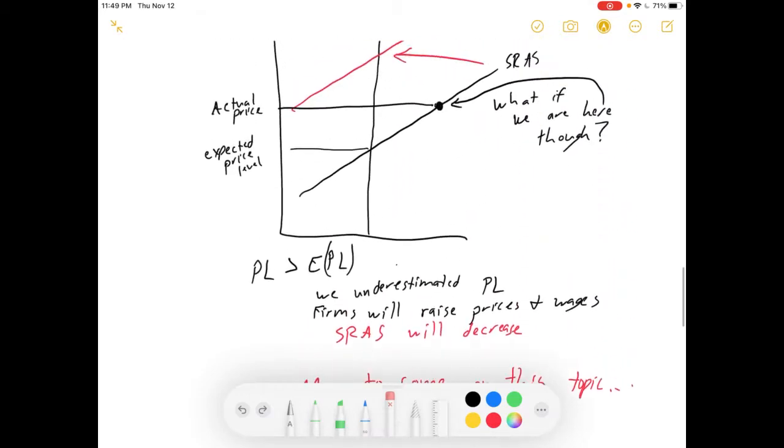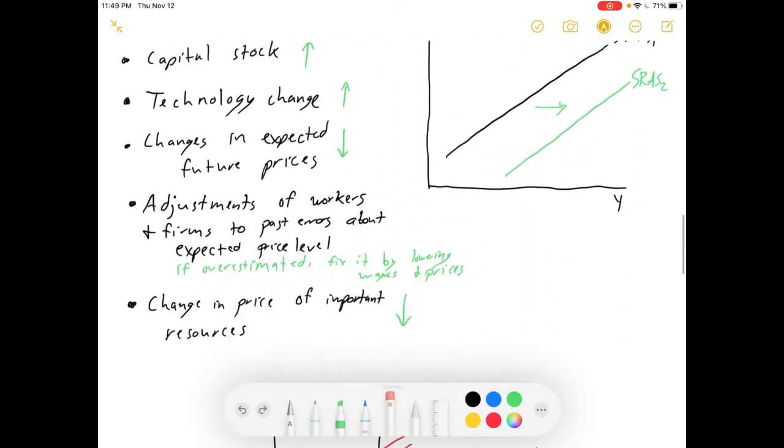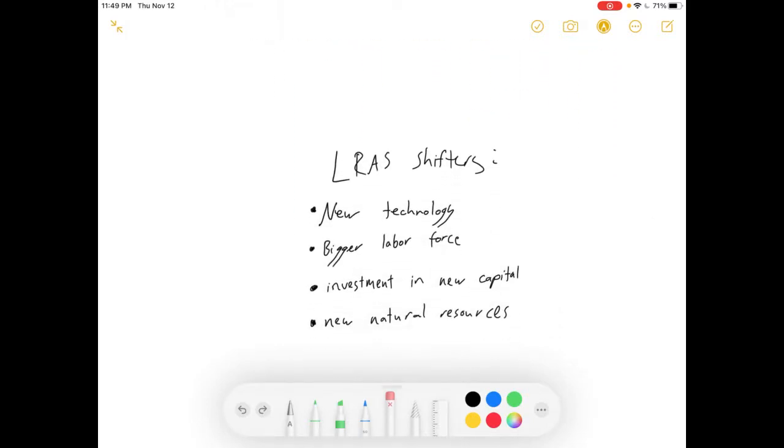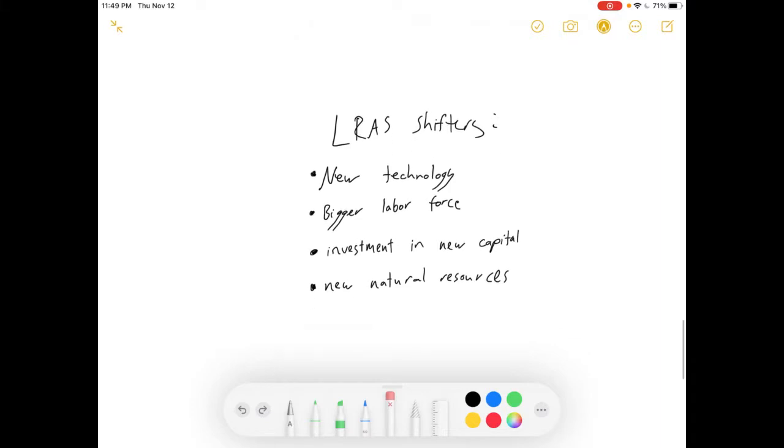You'll notice that several of these look a lot like several of those. Maybe I worded them a little differently and some of them are exactly the same, like new technology or a bigger labor force. That's okay. They're both supply curves. Don't be surprised if they have the same shifters, or at least if they share a few of the same shifters. These are things that will permanently increase our productive capacity.